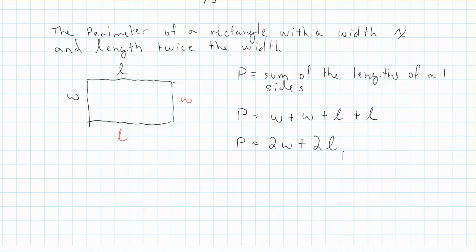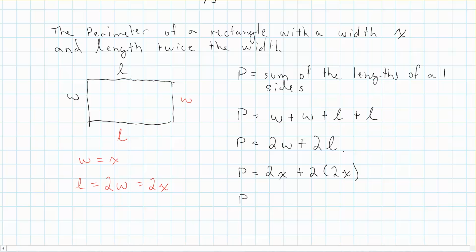But now we want to use this variable here. Well, what did they tell us here? The problem states that the width is equal to x. Width x, and then the length is twice the width. So the length is equal to twice, which is multiplication, the width, which would be equal to 2x. And so then we could rewrite my perimeter equation. That perimeter is equal to 2 times x, because that's what W is, plus 2 times 2x, because that's what L is. And then simplifying this, we'd simply get 6x.